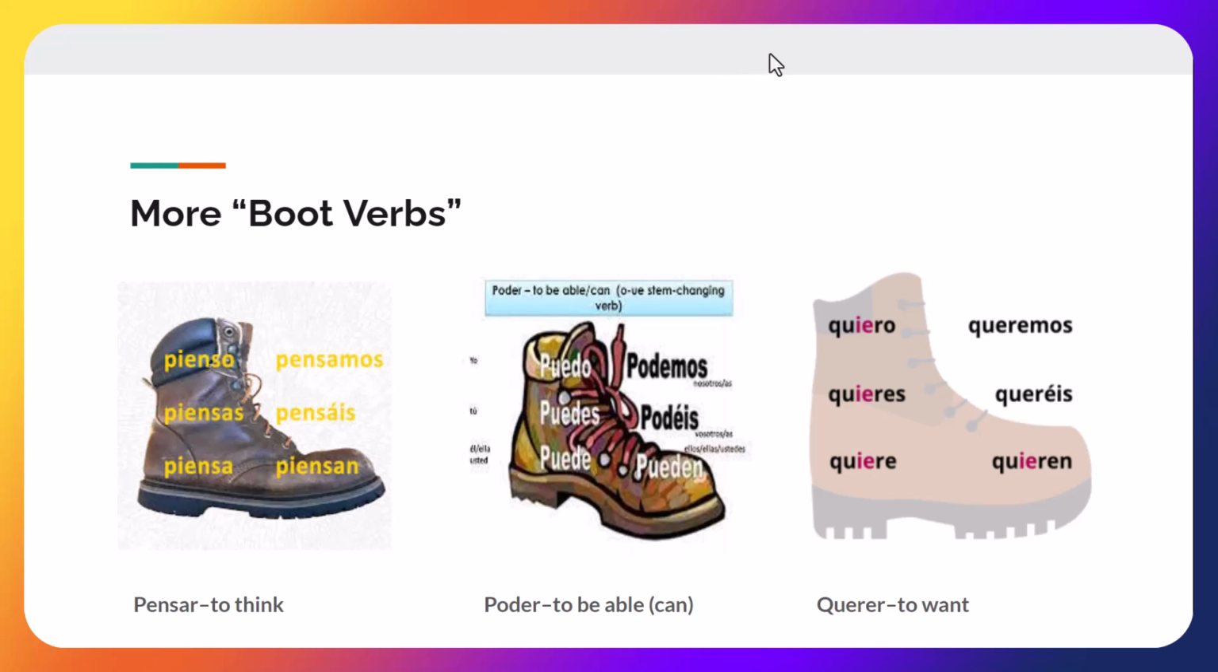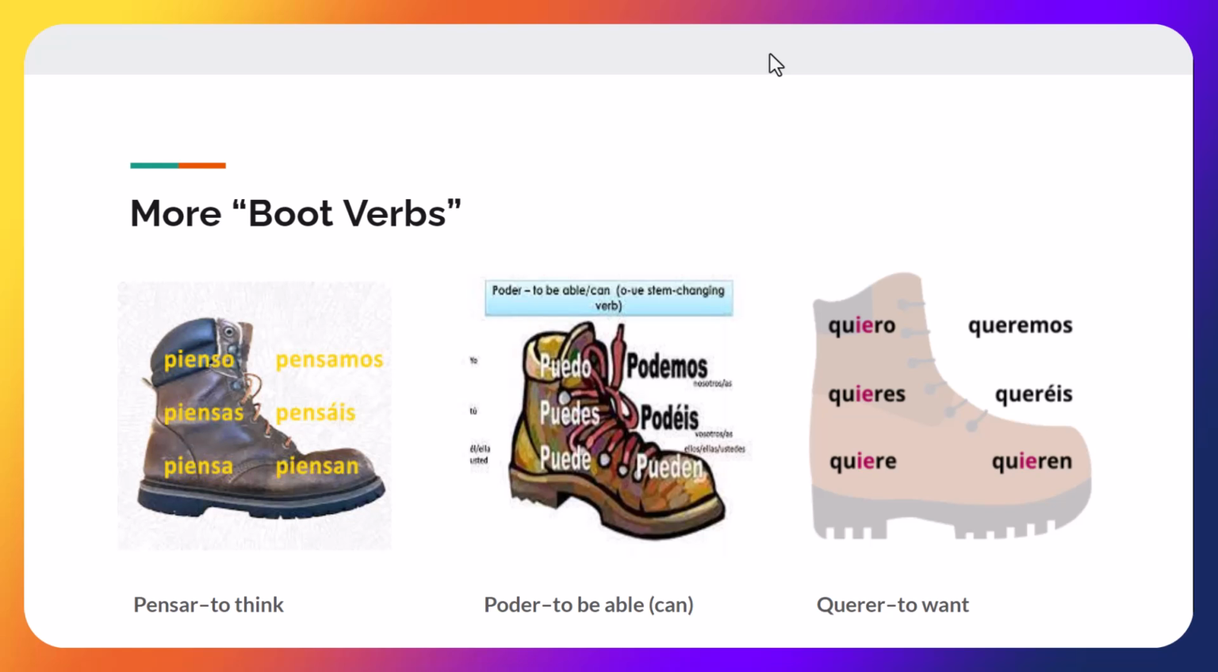So another word for stem changing verbs is a boot verb. The reason we call these verbs boot verbs is because if I draw a line around all the forms that change, I come up with something that resembles a boot. So we've got some pictures here of boots with verbs superimposed over them.